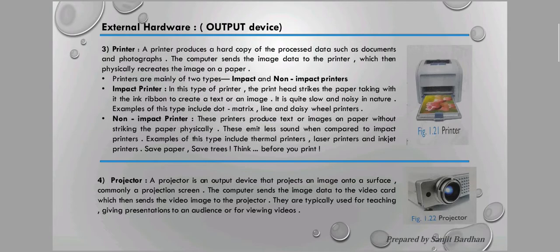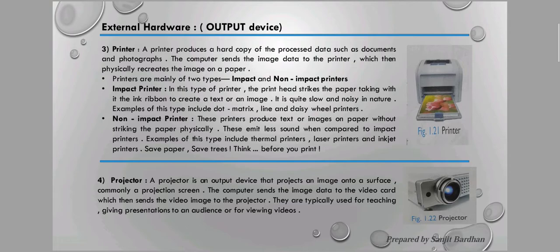Printers are mainly of two types. One is impact printer and one is non-impact printer. Impact printer is the type of printer where the print head strikes on the paper, taking with it the ink ribbon to create a text or an image. It is quite slow and noisy in nature. That means this type of printer is quite slow to produce a hard copy, and also noisy in nature. The examples of impact printers are dot matrix printer, line printer and daisy wheel printers.